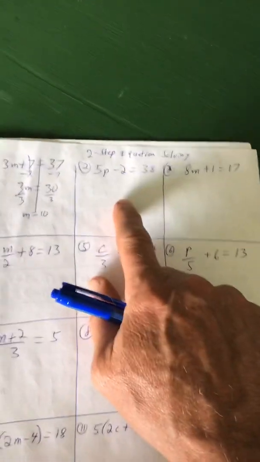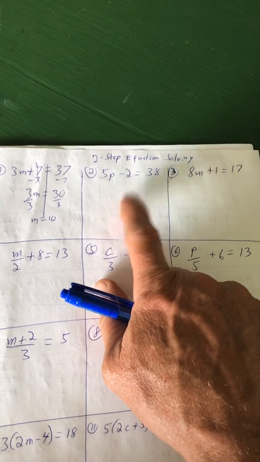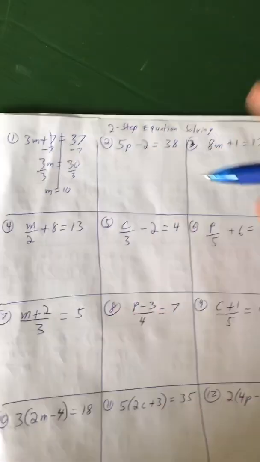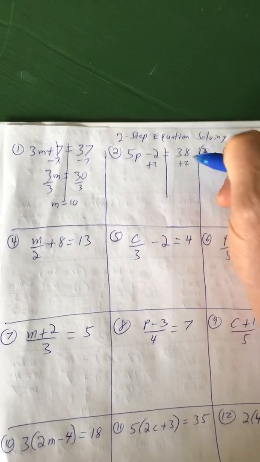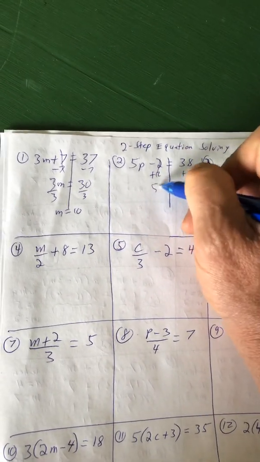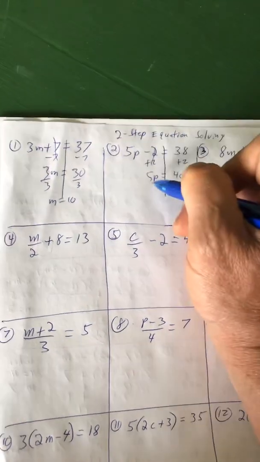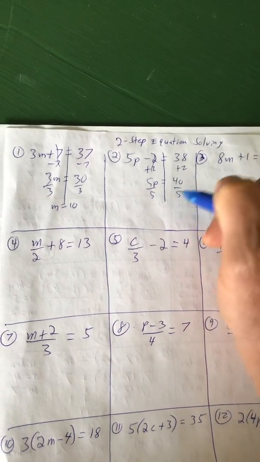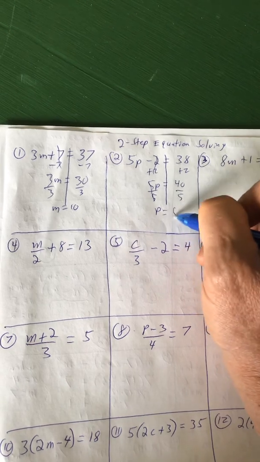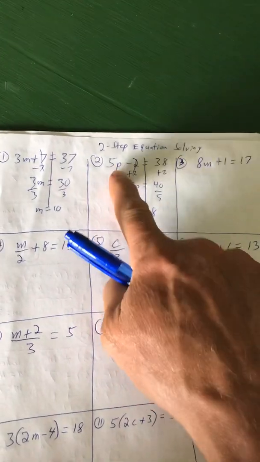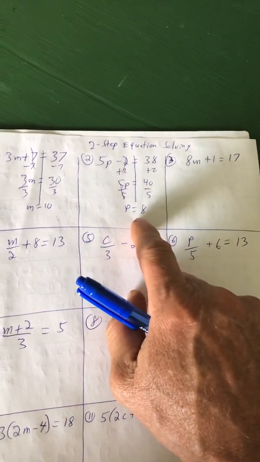Here, I'd like you to try this one. Very similar, so hit pause and do it. I'm going to go. You should have added 2 to both sides, and that cancels, and you had 5p equals 40. Then you should have divided both sides by 5. 5 divided by 5 cancels, and you should have p equals 8. You can double check: 5 times 8 is 40, minus 2 is 38. So you're right, and you know you're right.